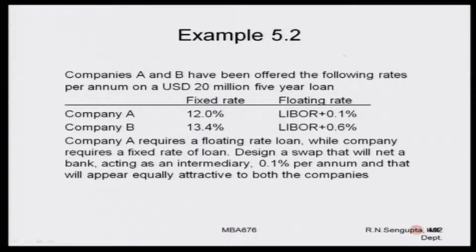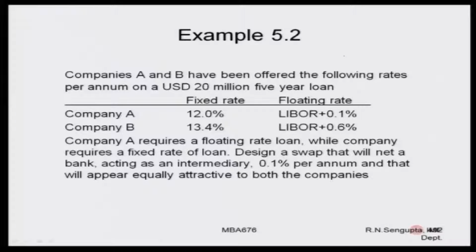So, obviously, it means that company B would like to change its position from a fixed to a floating, hence company A would change its position from a floating to a fixed. So, it basically means company A requires a floating interest bond, while company B requires a fixed interest bond. Design a swap that will net the bank.